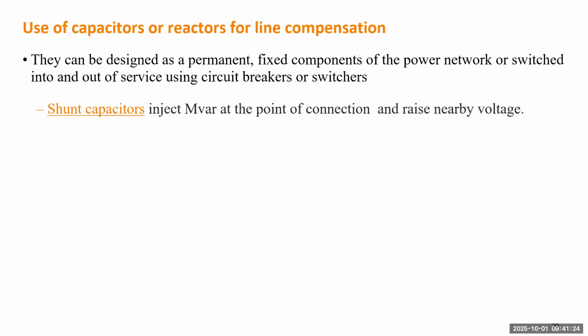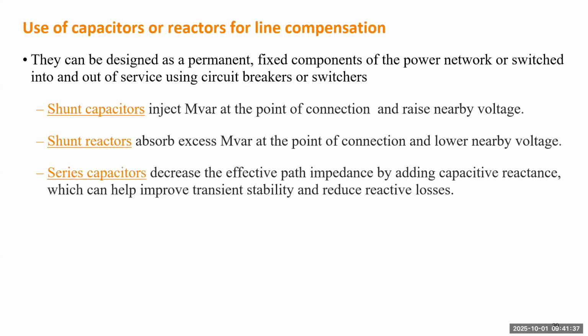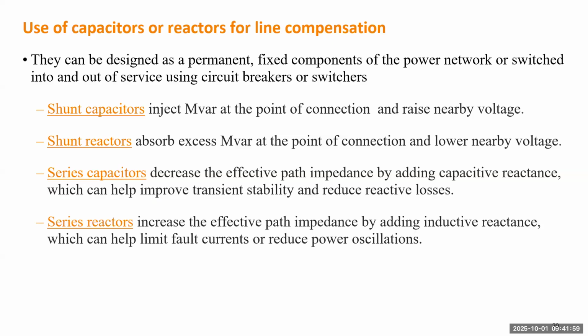Shunt capacitors can inject reactive power at the point of connection and support the voltage. A shunt reactor can absorb reactive power at the point of connection and lower the voltage. Series capacitors are connected in series with the load. They cancel some inductive reactance, which has the effect of making the path impedance smaller. That can improve stability and reduce losses of the line. A series reactor can increase the impedance of the line.